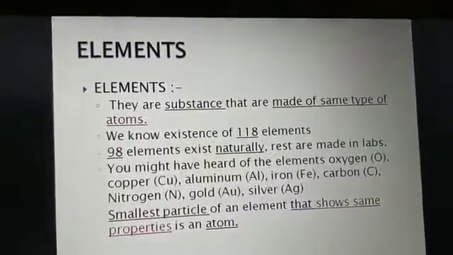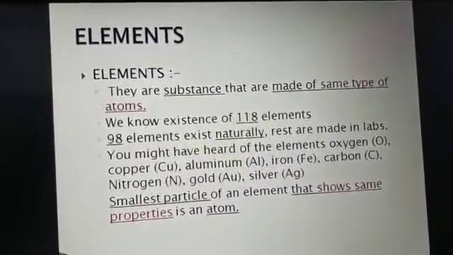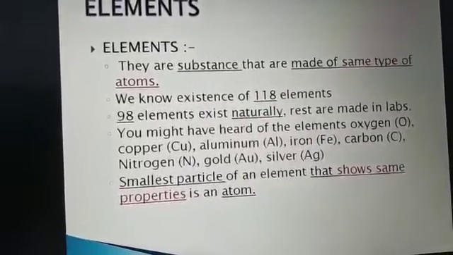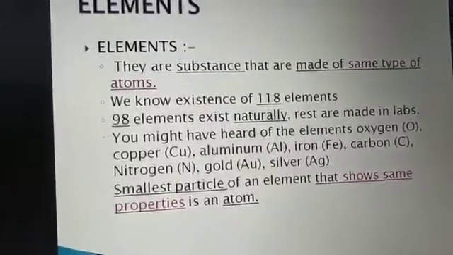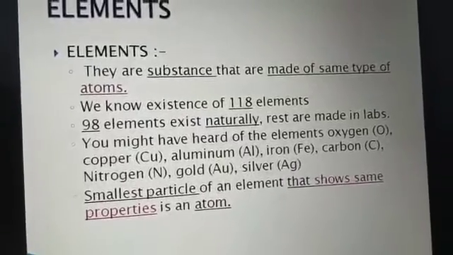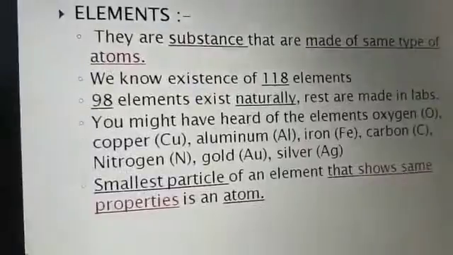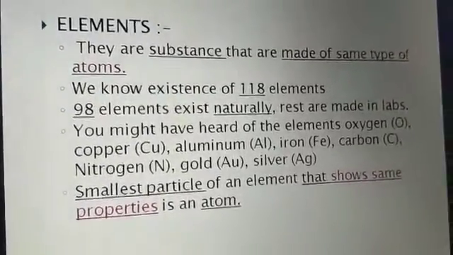Now, we have learned about molecules. Now, the next thing that we are going to understand is elements. Now, what are elements? Elements are substances that are made of same types of atoms. Okay. Now, there are 118 elements that we know of.